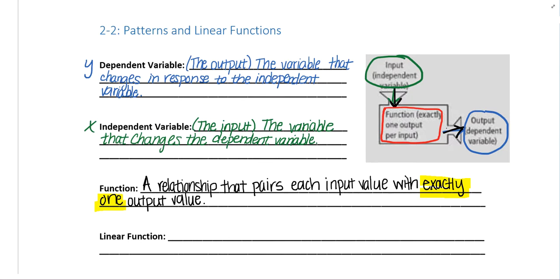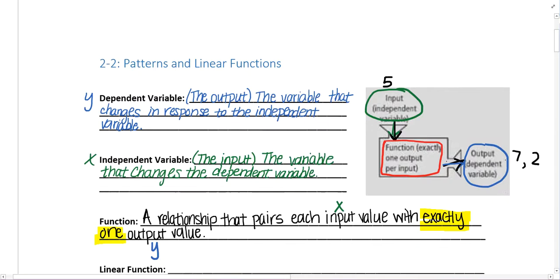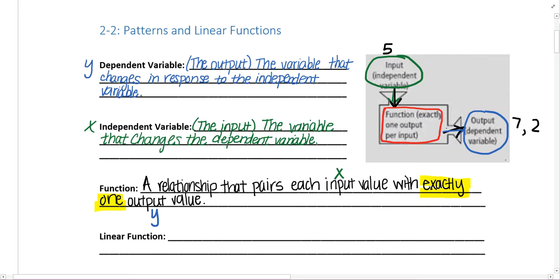This essentially means that for each input, remember, which is the x, there's only going to be one output, which is the y. So if you plug in a number into this function, say 5, and you get out another number, say 7, and you only get one, you're good. But let's say you plug in 5 and you get 7 and you get 2. That would not be a function because it doesn't match with exactly one. It matches with 2 outputs.